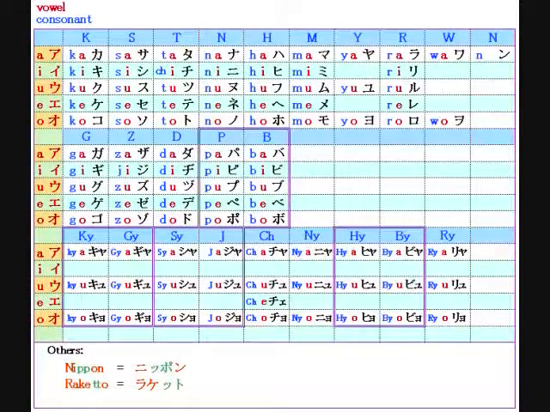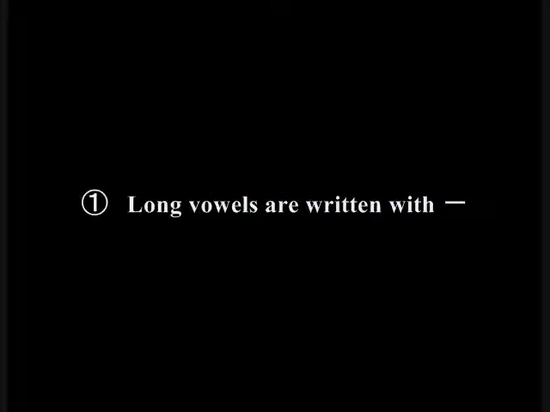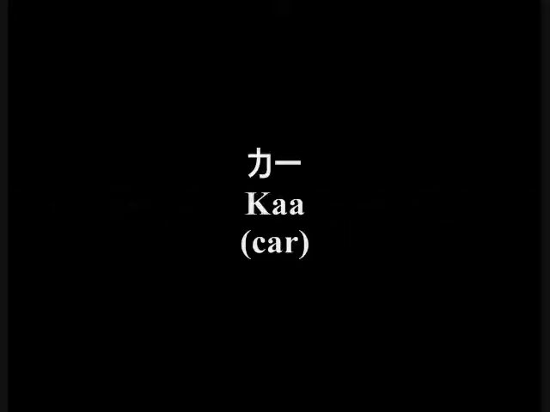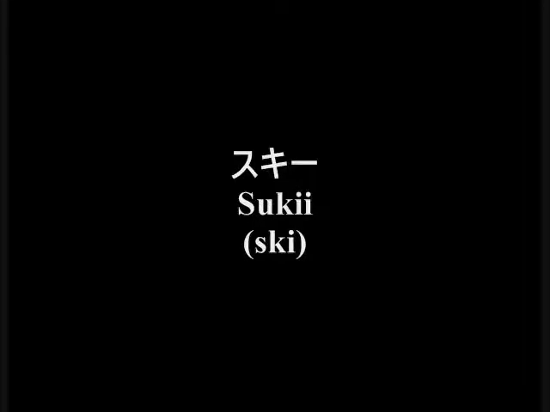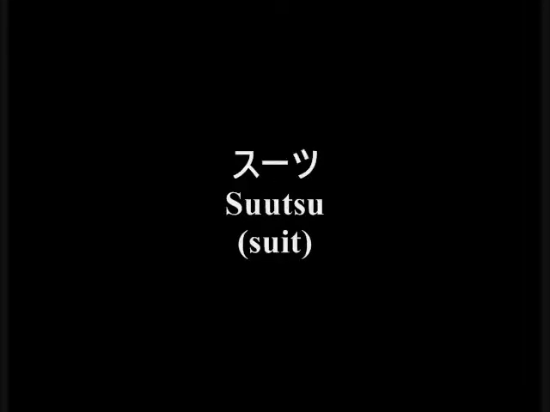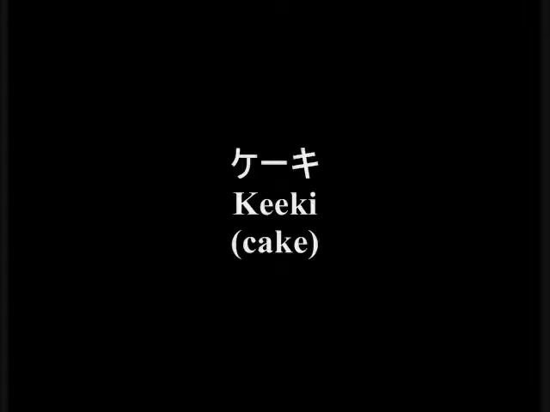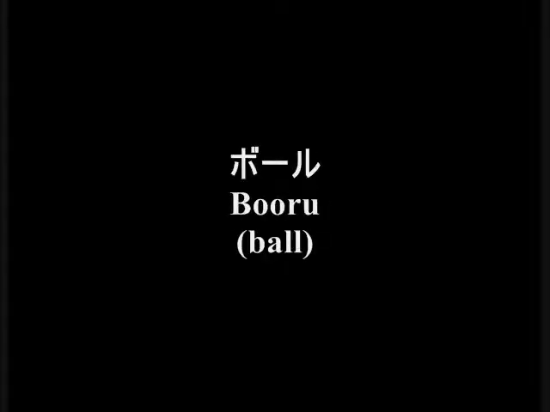Now that we've gone over the hiragana chart, we're going to take a look at the katakana chart, which looks like this. The pronunciation of katakana and its combinations are the same as those of hiragana, except for the following points. 1. The long vowels are written with this symbol. For example, kaa, car, sukii, ski, suutsu, suit, keeki, cake, booru, ball.